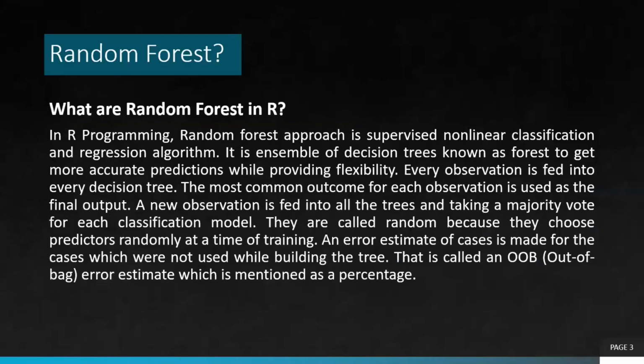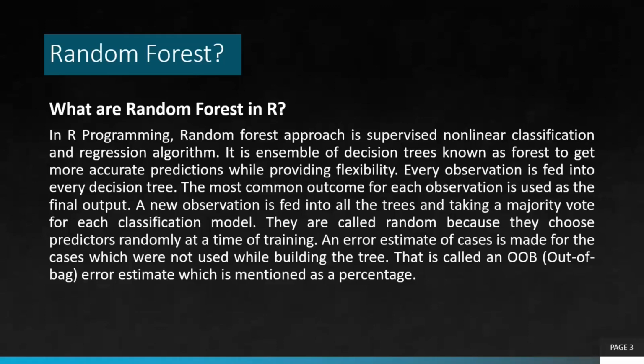So let's move forward. What is actually a random forest in R? In R programming, the random forest approach is a supervised nonlinear classification and regression algorithm. It is an ensemble of decision trees known as a forest to get more accurate predictions while providing flexibility. Each observation is fed into every decision tree. The most common outcome for each observation is used as the final output. A new observation is fed into all the trees, taking a majority vote for each classification model.